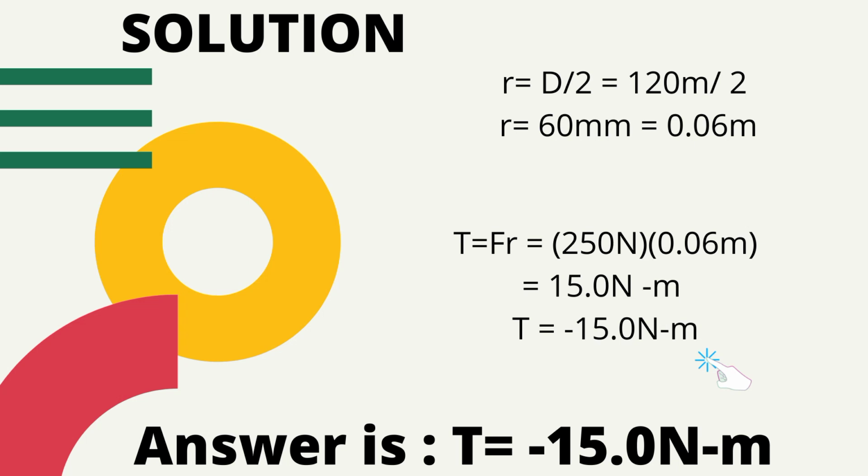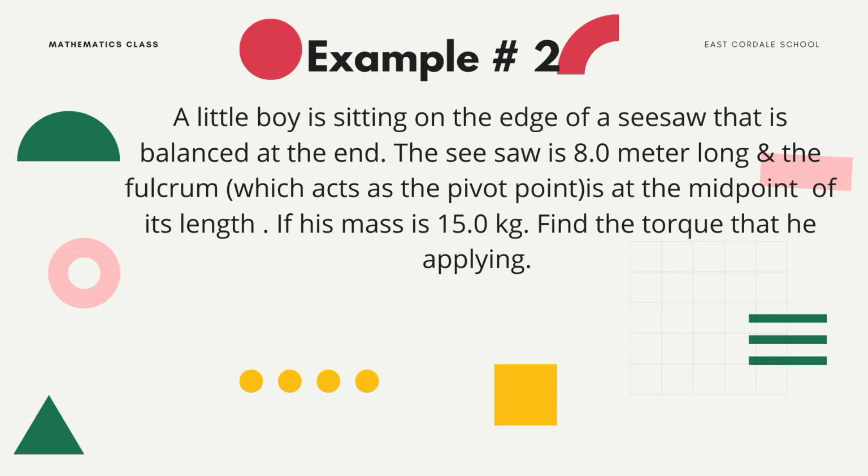15.0 Newton-meter. Finally, we determine that the sign of the torque is negative because it tends to cause clockwise motion about the center of the drum. Thus, the answer is written as torque is equal to negative 15.0 Newton-meter.